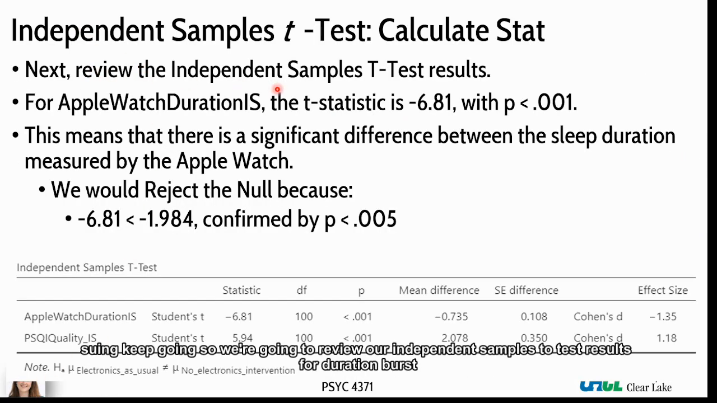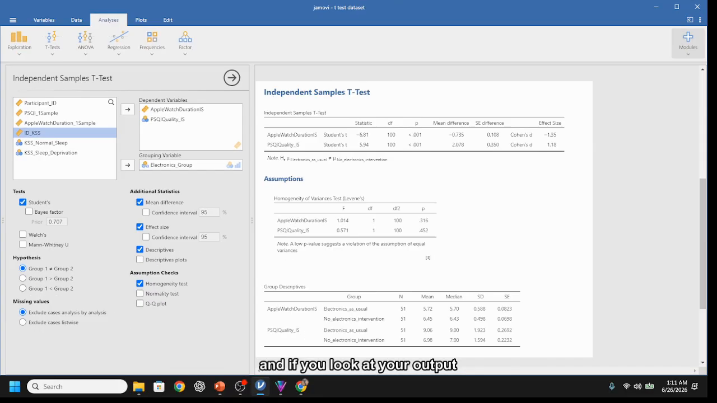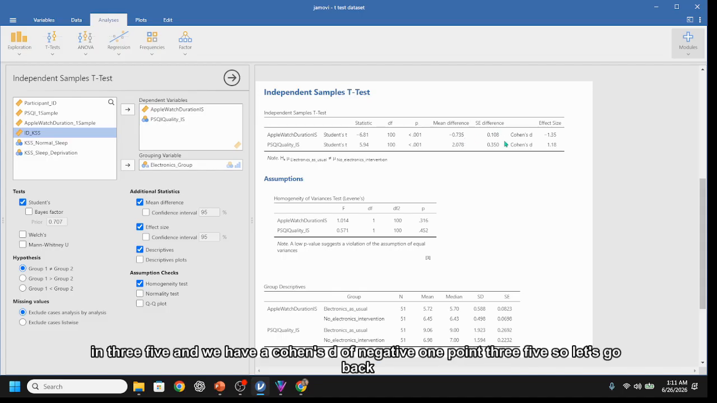So we're going to review our independent samples t-test results for duration first. If you look at your output, we're looking right here, Apple Watch duration. We did a Student's independent samples t-test. We got a statistic of negative 6.81. Degrees of freedom was 100, and our corresponding p is less than 0.001, which is less than 0.05. We had a mean difference of negative 0.735, and we have a Cohen's d of negative 1.35.